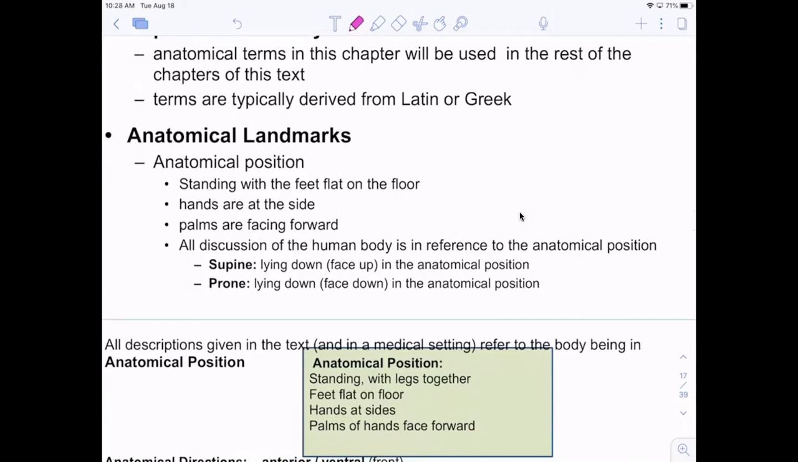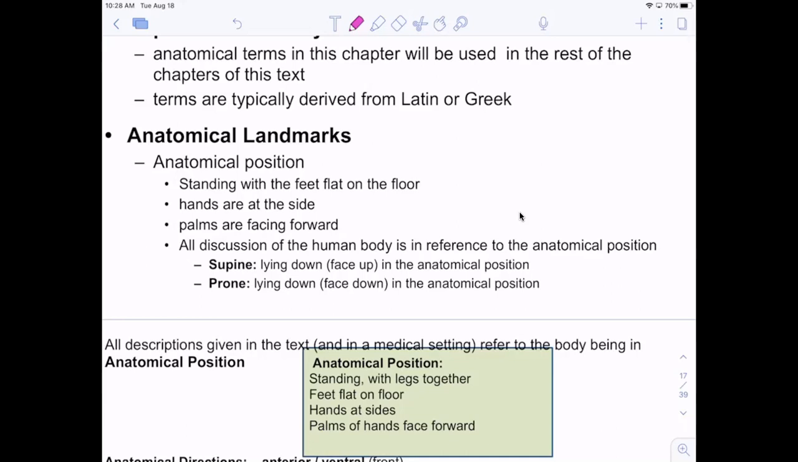But since we have to be very specific, I want to tell you specifically anatomical position is your palms facing forward. So your palms are anterior, or in front, and the back of your hands are posterior, behind. So anatomical position is very specific.